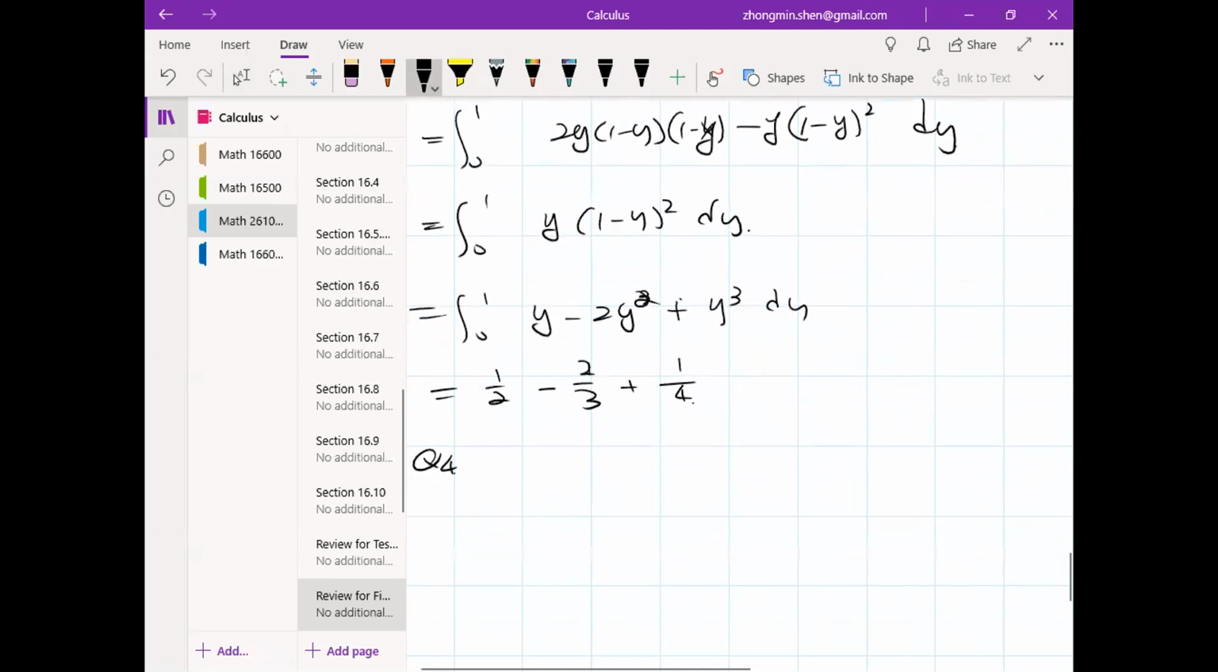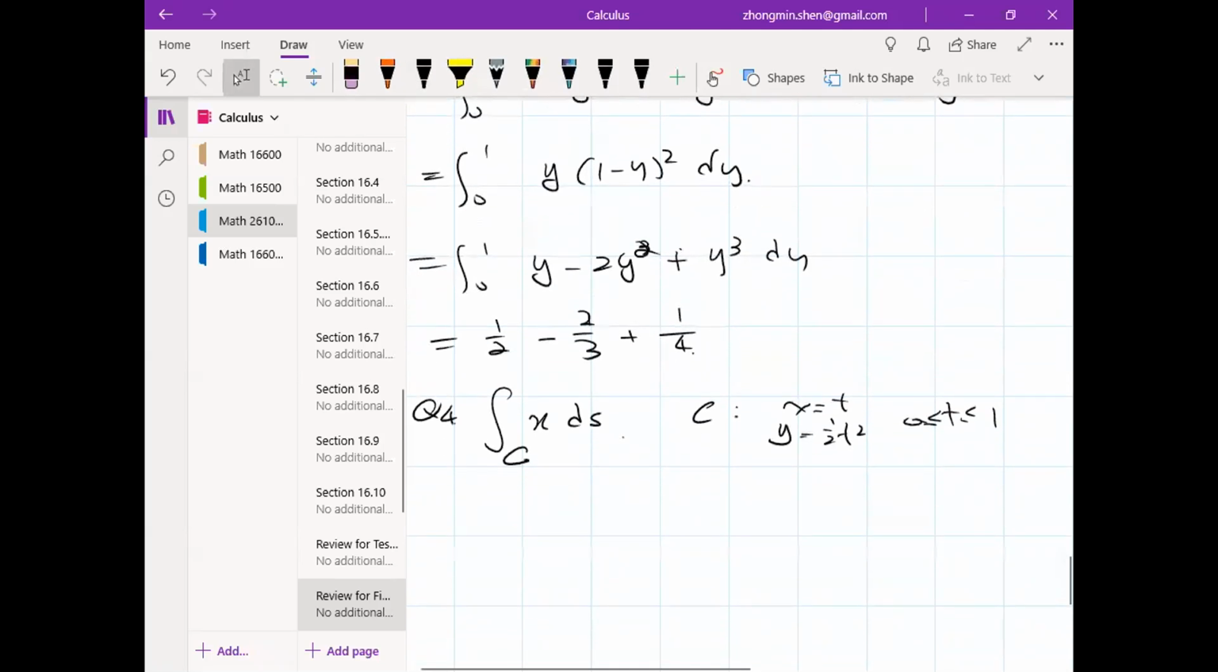So problem number 4. C is described by these parametric equations. By definition, you have to figure out what the S, ds is, so you can write down the formula directly. It's going to be from 0 to 1. X is t along the curve. ds is going to be the square root of x prime t squared plus y prime t squared dt. That's the ds.